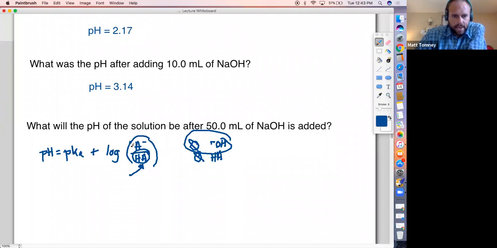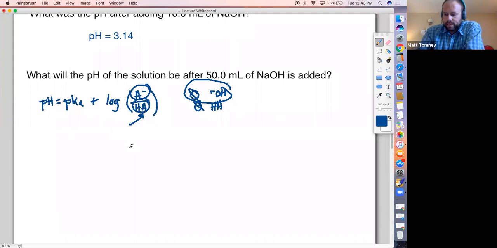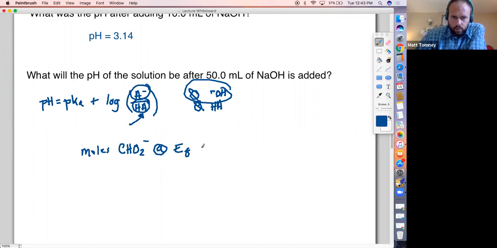So the only thing that's really hanging out in solution at this point is A minus, which is a weak base. So I'm going to need to figure out how I can represent A minus and turn that into pH. And I obviously cannot use the Henderson-Hasselbalch equation to do that. So what I'm going to do is turn around and find, for a starter, the moles of, this is A minus, but I'm writing out what it actually is for this case, the formate ion. How many moles of formate ion do we have at the equivalence point?